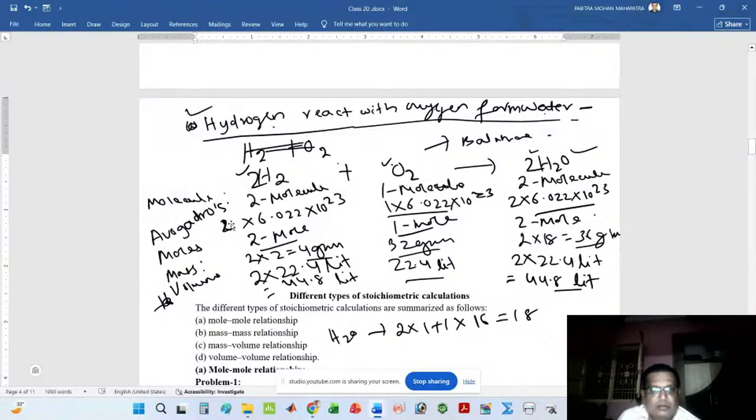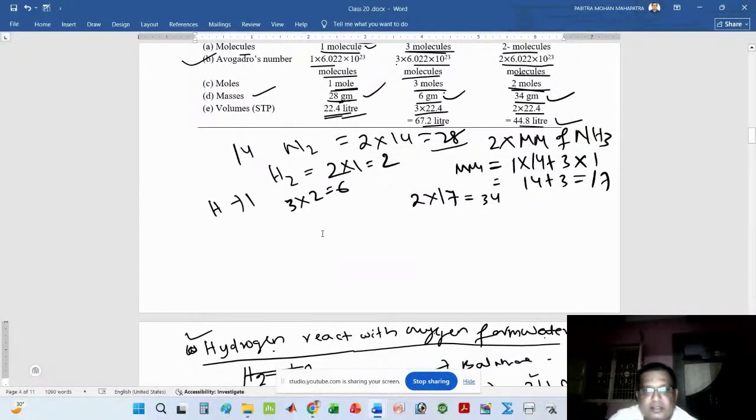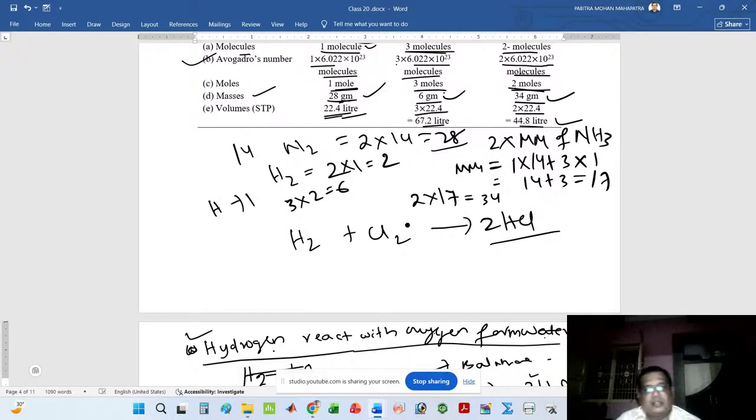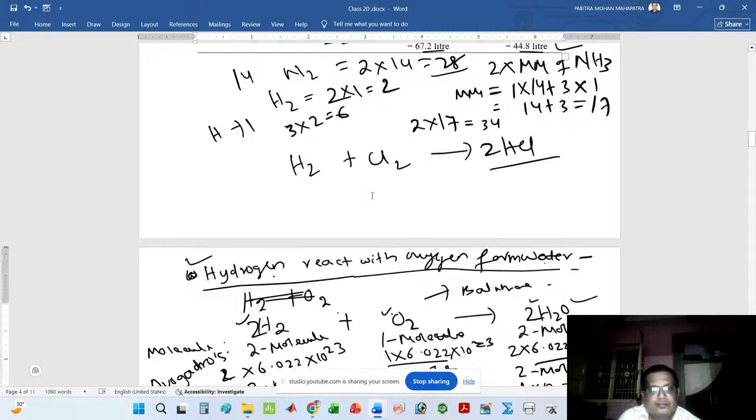You can express in terms of molecules, Avogadro's number, mole, and mass. You can also take another example and explain it clearly as per your knowledge. That means it is homework for you: explain the equation in different ways, molecule, Avogadro's number, mole, mass, volume. Suppose I give you this homework: H2 plus Cl2 gives 2HCl. You can do the stoichiometric relation like the two examples. This is homework for you.